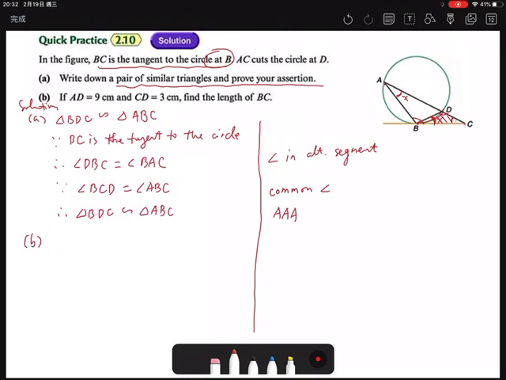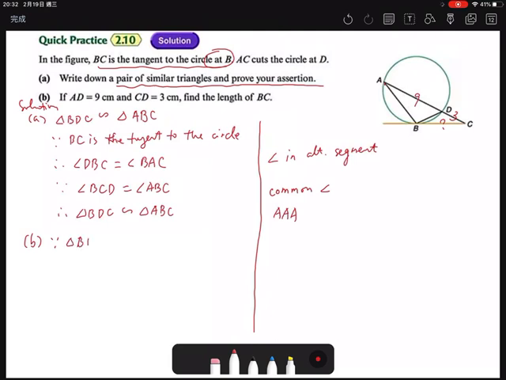And then look at question B. If AD is 9 and CD is 3, find the length of BC. So obviously here we would use the property of similar triangles, the corresponding sides of similar triangles.